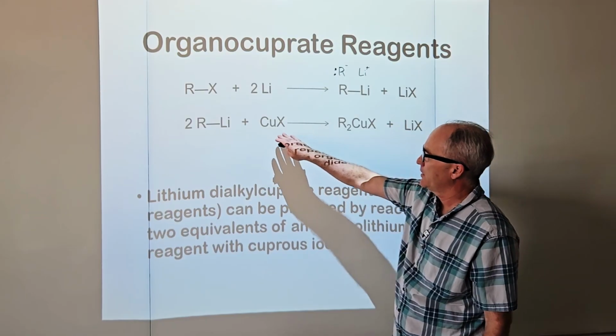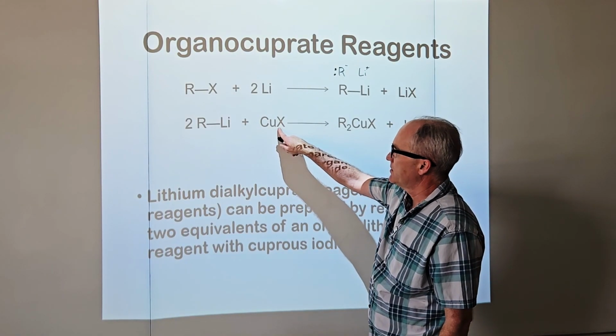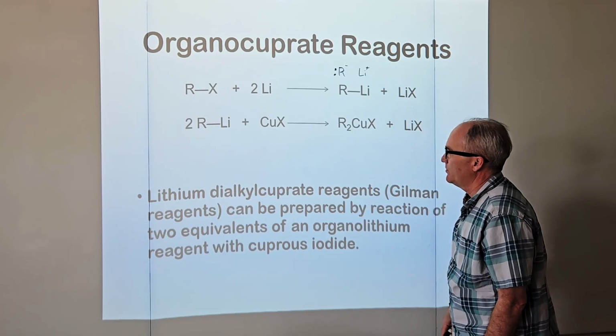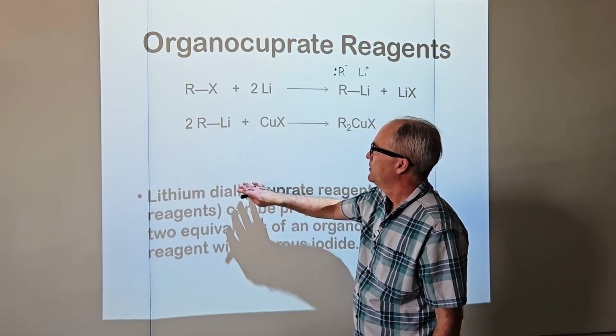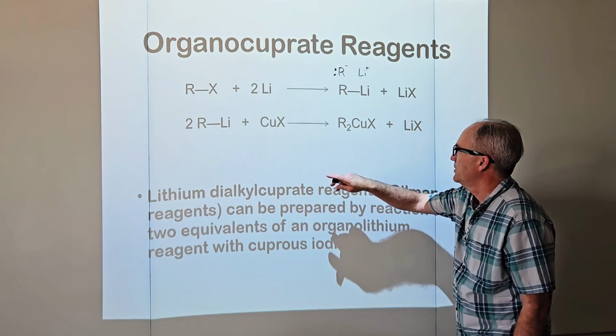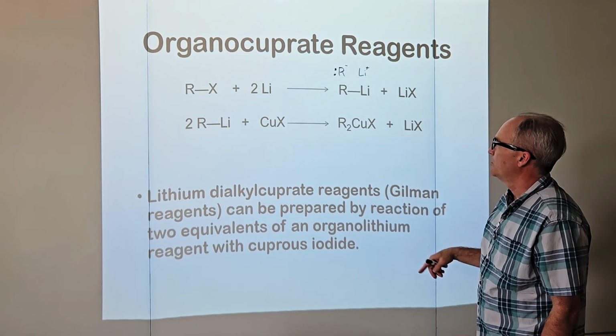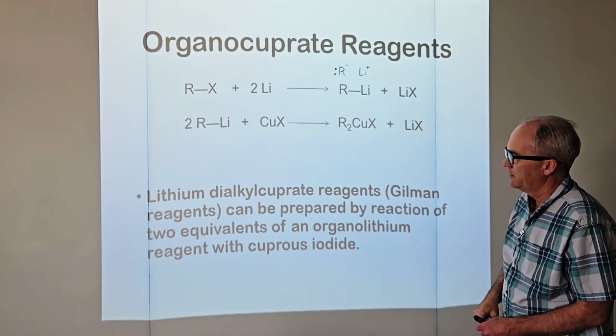All right, so this will react with copper 1 salts, like cuprous bromide or copper 1 bromide or chloride. 2 of these, 1 of those, and you get this R2Cu lithium, plus lithium bromide if we use the bromide.